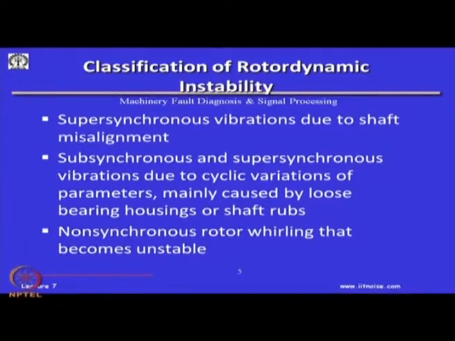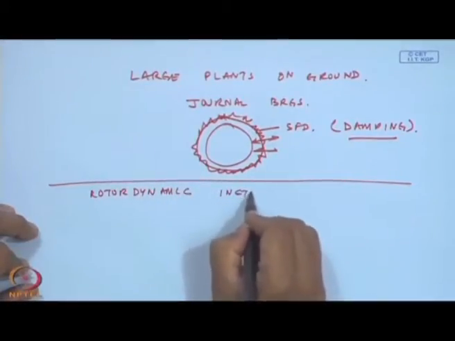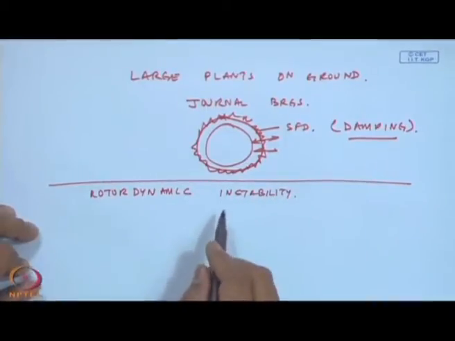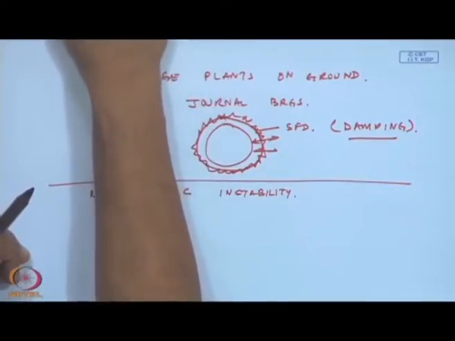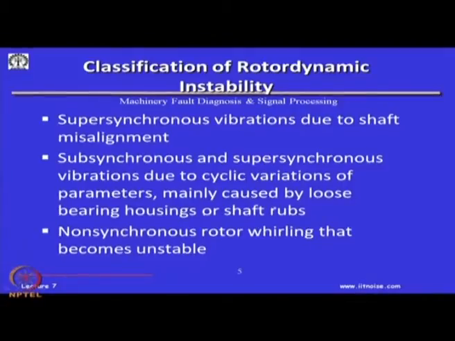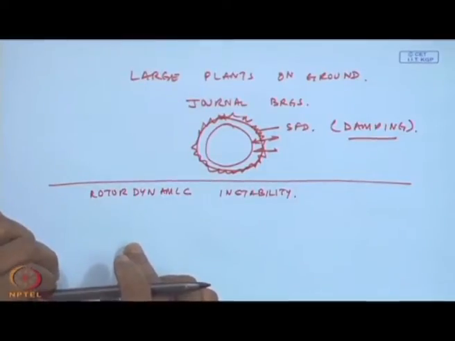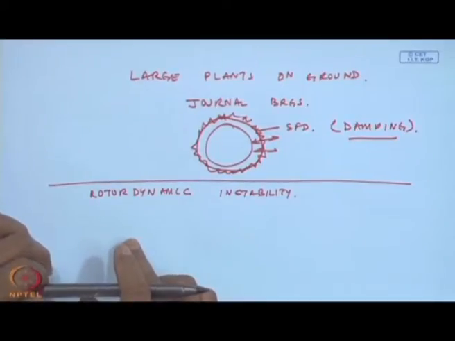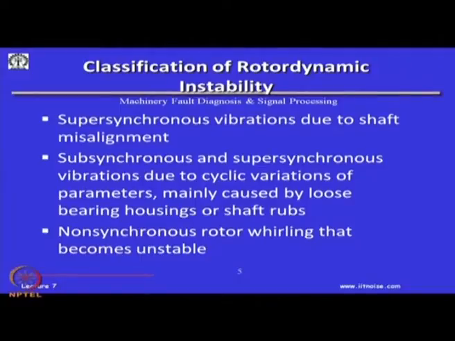Now, what do I mean by rotordynamic instability? Supersynchronous vibrations due to shaft misalignment. Subsynchronous and supersynchronous vibrations due to cyclic variations of parameters mainly caused by loose bearings or shaft rubs. Non-synchronous rotor whirling that becomes unstable. So, these are the conditions we have to be careful to avoid. We need to obviously have a shaft which is perfectly aligned. We should not have any loose components which will give rise to shaft rubs. So, these are the conditions which we can avoid, so that rotordynamic instability does not happen.